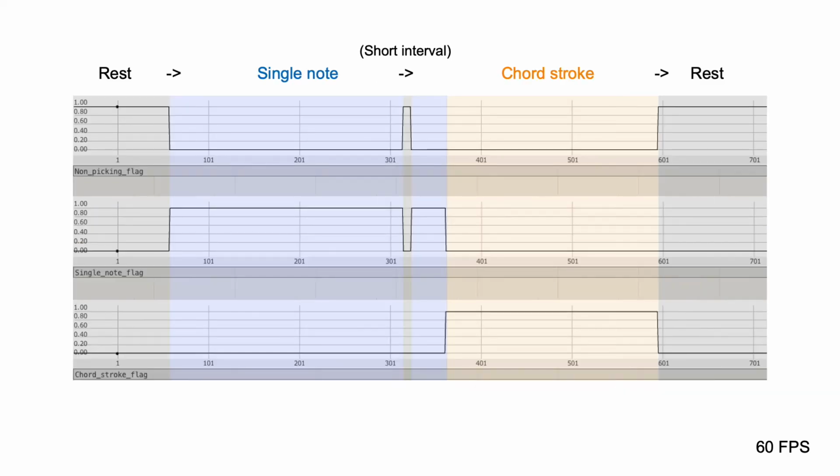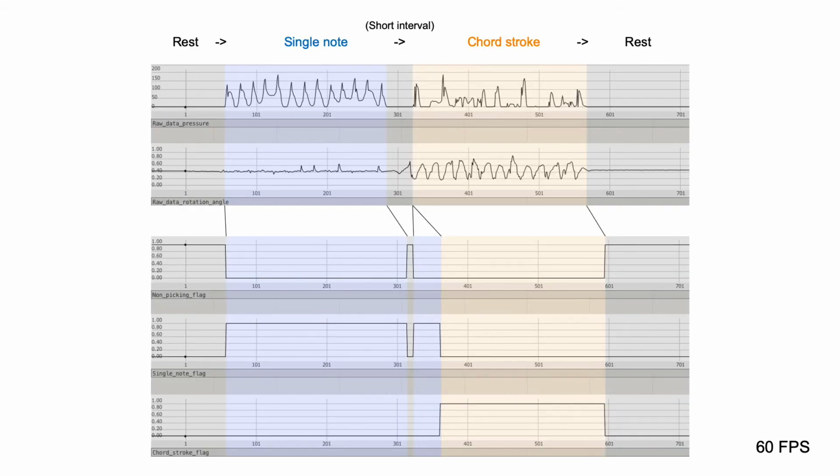This graph shows the result. Each column shows non-picking flag, single note flag, and chord stroke flag respectively. The value takes 1 or 0 on each flag. As a result, basically the 3 picking states are classified correctly. This graph shows the comparison between sensing data and the flag. Comparing the start point of single note picking in raw data pressure and the rising edge of the single note flag around the 50th frame shows that the latency for single note state recognition is very low.